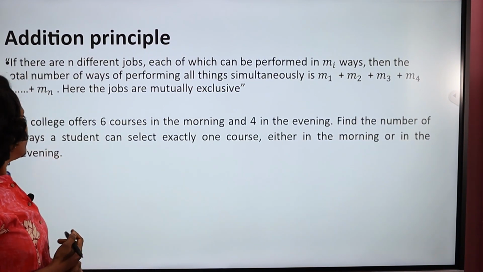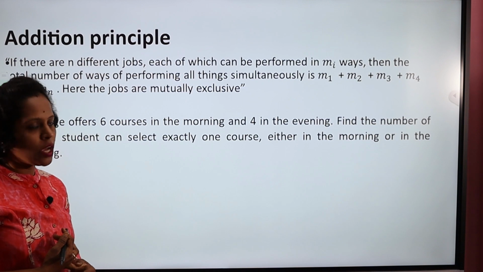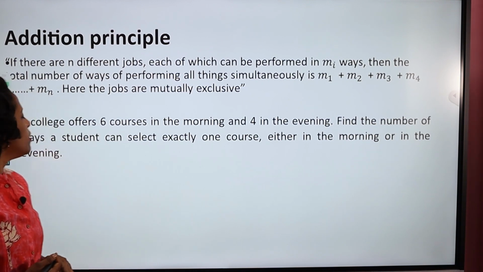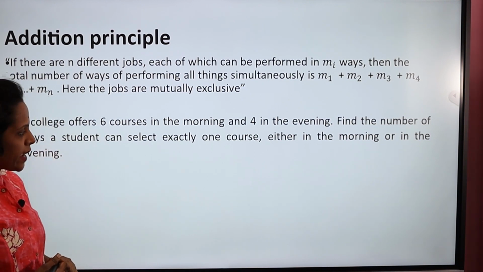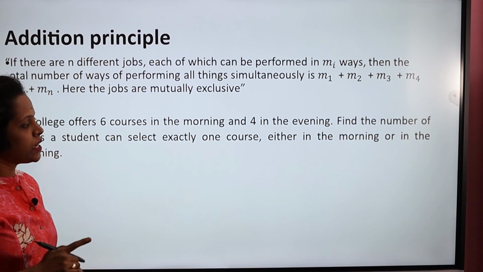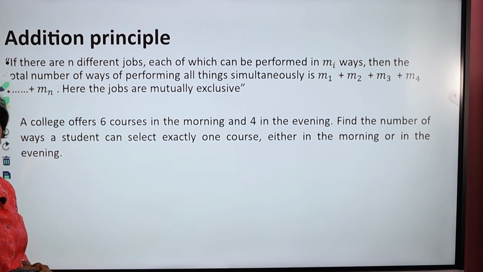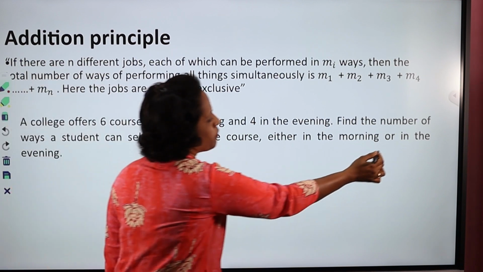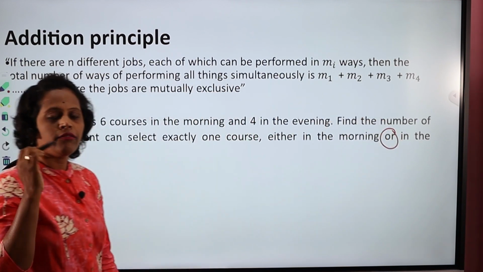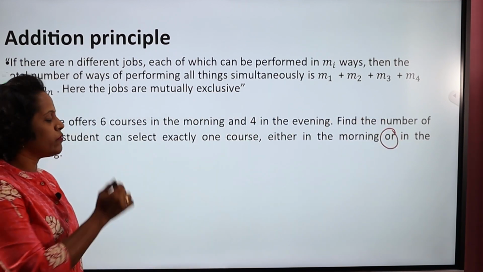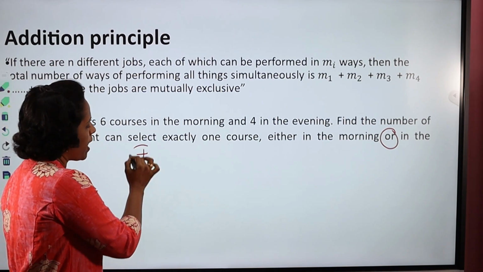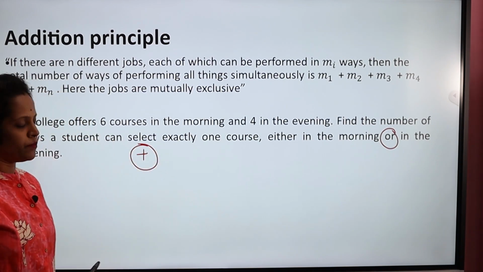The next question. A college offers 6 courses in the morning and 4 in the evening. Find the number of ways a student can select exactly one course either in the morning or in the evening. What is the keyword here? Or. Whenever we have or in the question, we should blindly go with addition principle.